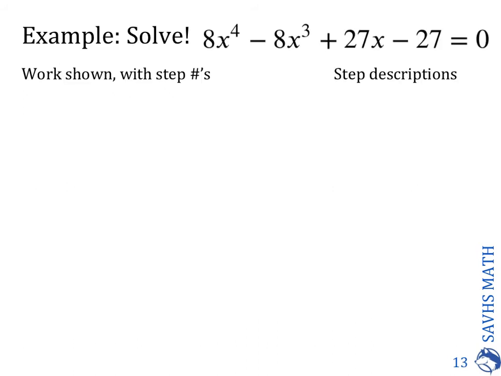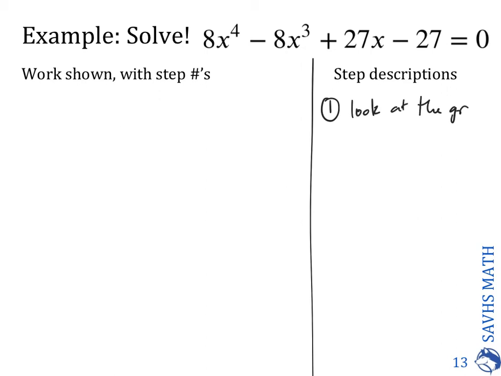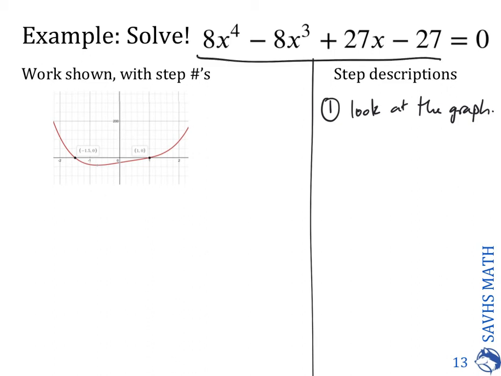I'm going to show you kind of what I'm talking about when I say that. So I'm going to write my steps over here, and I'm going to write my work over here. So my first step is look at the graph. And so I just typed that polynomial, just this part, into Desmos, and I'm looking at where it crosses the x-axis. This is step 1, by the way.